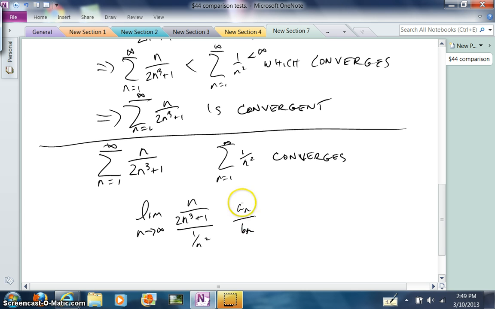Okay, so when I do this limit, let's first clean it up a little bit. Nobody likes to have fractions within fractions, so what I'm going to do is multiply top and bottom by n squared. And what I get is n cubed on the top, 2n cubed plus 1, and that becomes 1 on the denominator there. So this is the result. And this limit you can say is 1/2.